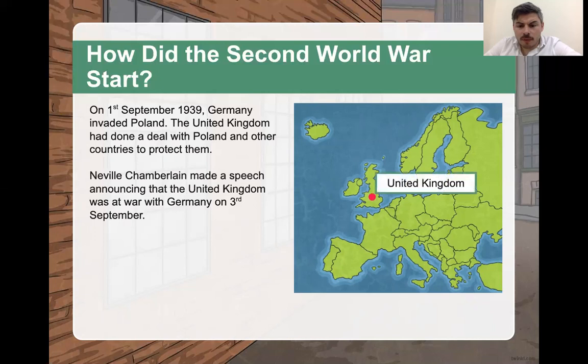Take a look at the map, United Kingdom, Germany, Poland. It should be noted that this invasion of Poland wasn't just by Germany, it was a double invasion. At the same time that Germany invaded from the west, Russia invaded from the east, and both countries, Nazi Germany and Communist Russia, worked together to divide Poland and split it in half to take control.